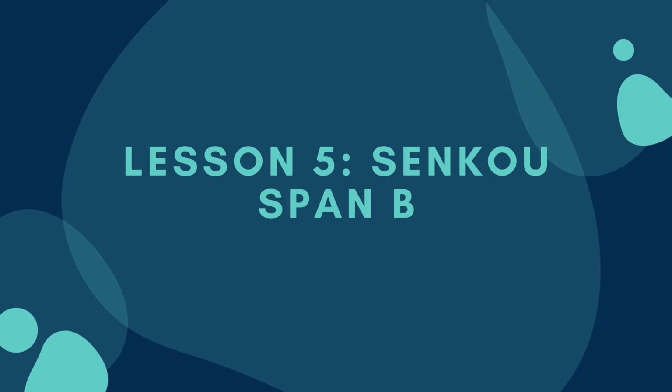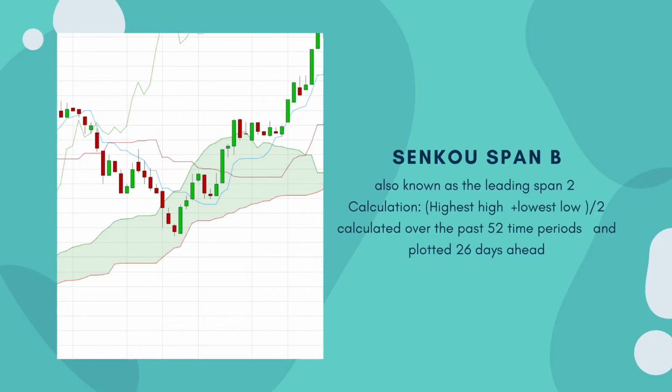Lesson 5. The Senkou span B. The Senkou span B is also known as the leading line or the preceding line. This is calculated as the highest high plus the lowest low divided by 2, calculated over the past 52 periods and shifted 26 periods ahead.